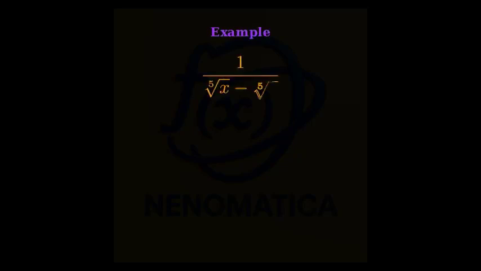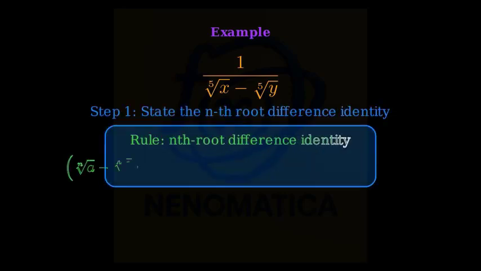Welcome! In this example, we will rationalize a denominator that contains fifth roots. We will carefully follow the exact algorithm shown in the reference image and highlight each change as we go. State the nth root difference identity.